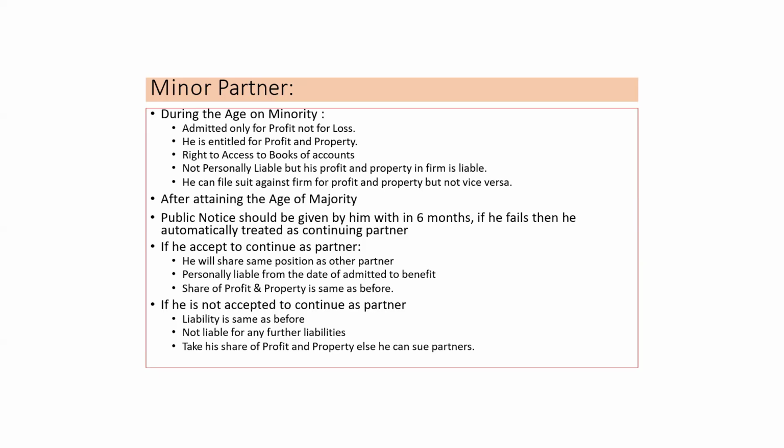Can we go back to the previous slide? In the case of a minor, it's mentioned that if he accepts to continue as partner, his share of profit and property is the same as before, and he is personally liable from the date of admission to the benefit. Date of admission to benefit means when he initially joined as partner, being a minor. In any case where he accepts to continue as partner, he will be personally liable. So whatever the liability prior to the date of becoming a major, he will be liable for the previous period also.